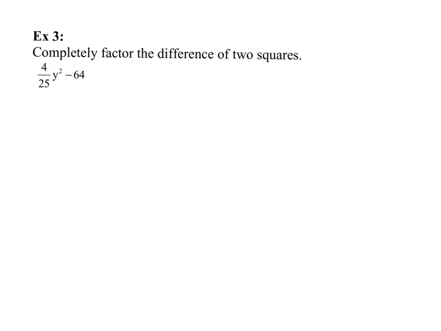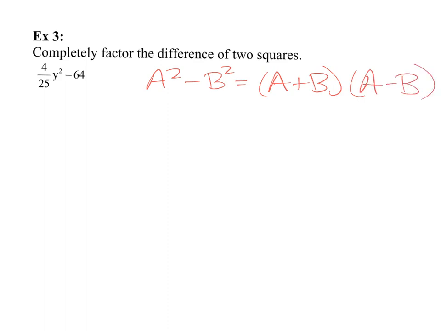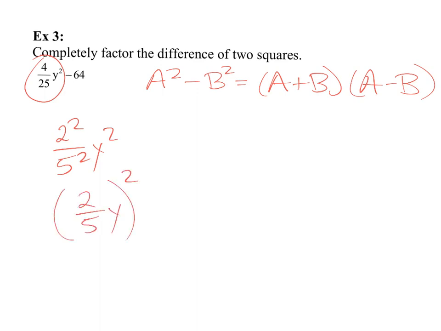Completely factor the difference of 2 squares. Recall that the difference of squares is this structure, a squared minus b squared, and that factors into a plus b times a minus b. Now the order of the operations doesn't matter. It's the same thing. So in this case, what's my a, what's my b? Well, I need to rewrite this whole thing as a square. So I have 2 squared over 5 squared y squared. That can be written as 2/5 y, and the whole thing is squared.